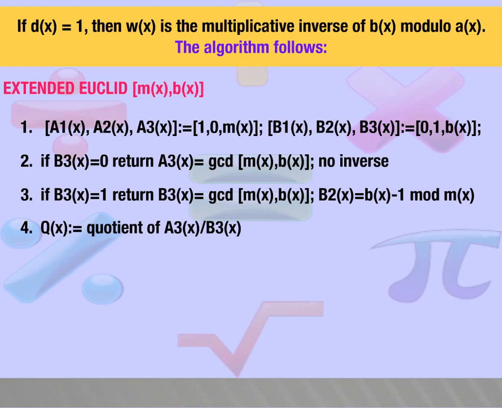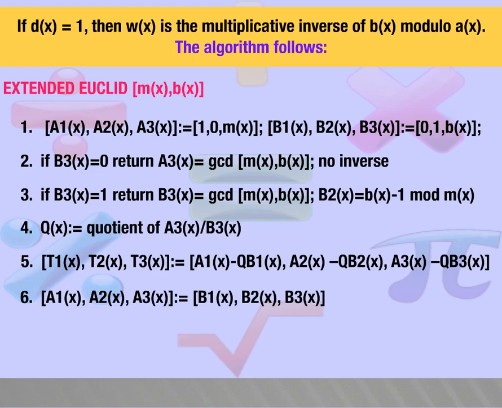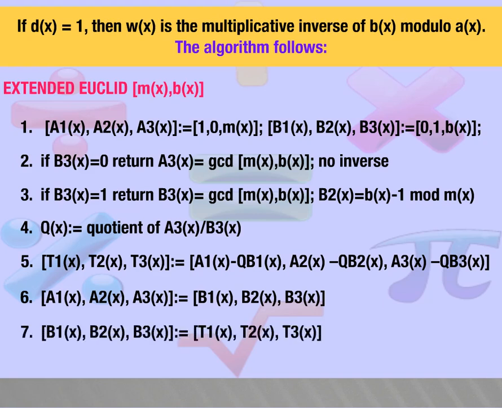q(x) is equal to the quotient of a3(x) divided by b3(x). (t1(x), t2(x), t3(x)) = (a1(x) - q b1(x), a2(x) - q b2(x), a3(x) - q b3(x)). (a1(x), a2(x), a3(x)) = (b1(x), b2(x), b3(x)). (b1(x), b2(x), b3(x)) = (t1(x), t2(x), t3(x)). Go to 2.